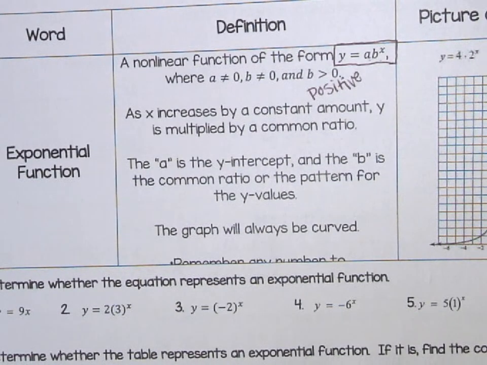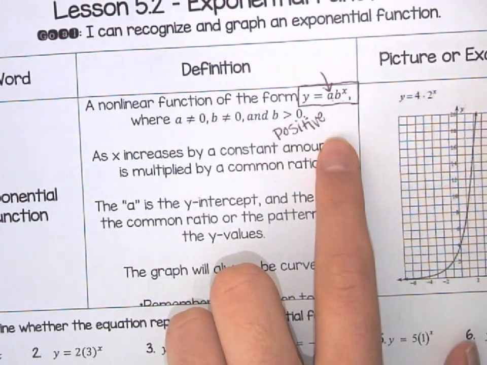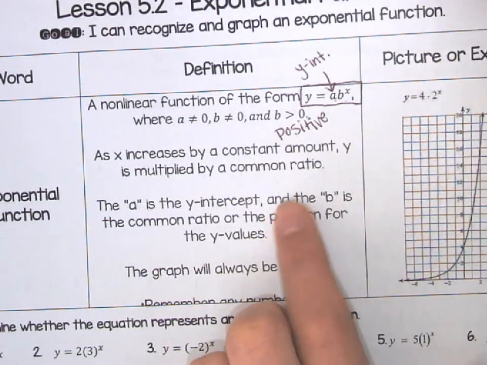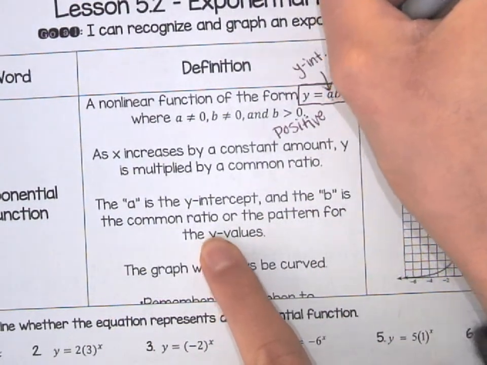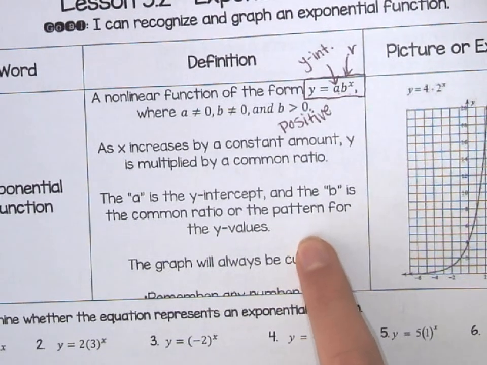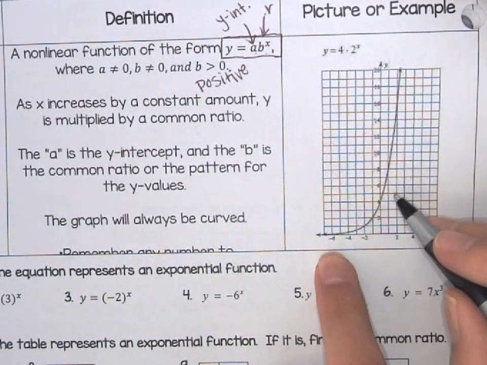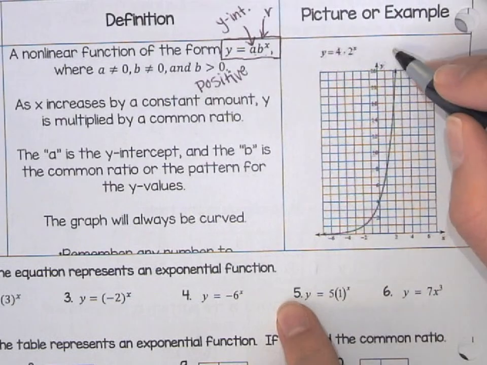Okay, the a value is the y-intercept. So right here, the first number that you see when they give you your function will be your y-intercept. And the b value is the common ratio. So that's your ratio or your r value for the pattern for your y values. Okay, and your graph will always be curved. It'll look something like this. I mean, it can go different directions and stuff. It'll have some curve to it.